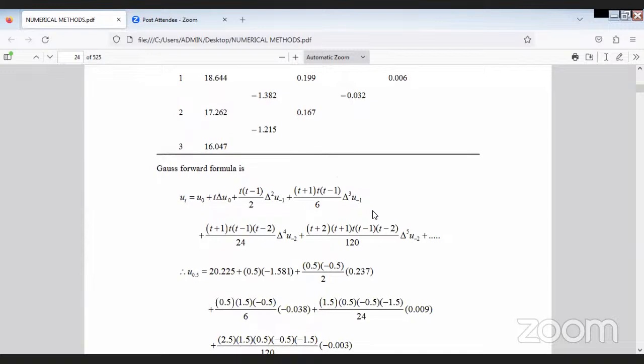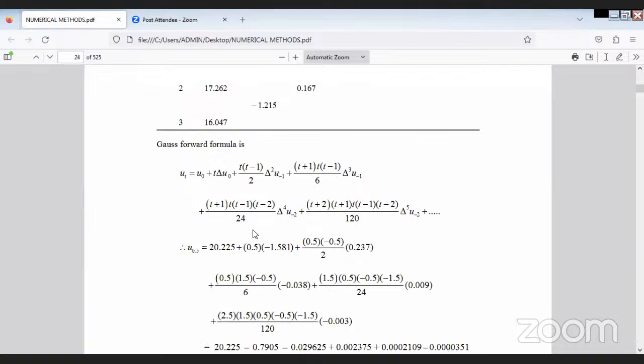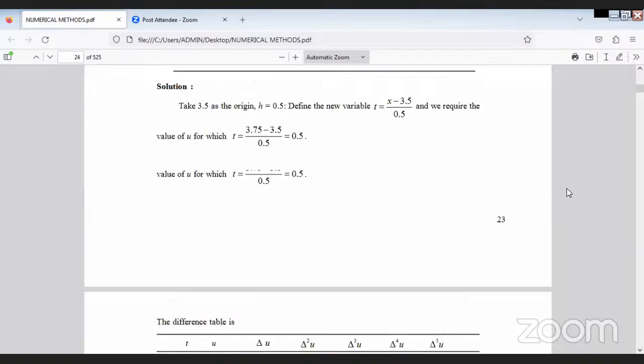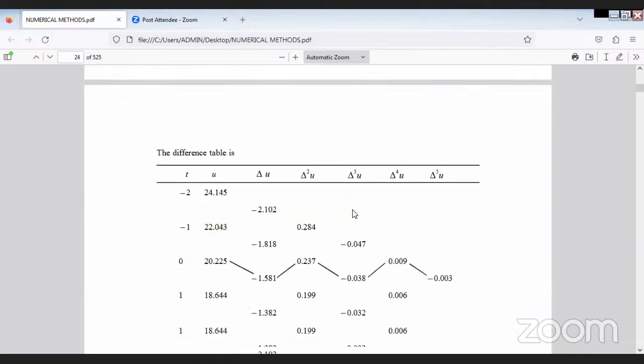So u t is equal to u naught plus t del u naught, plus t into t minus 1 by 2 factorial del square u minus 1, for the third value t plus 1 into t into t minus 1 by 3 factorial del cube u minus 1, then t plus 1, t, t minus 1, t minus 2 over 4 factorial, and t plus 2, t plus 1, t, t minus 1, t minus 2 over 5 factorial. The first value I'm taking here is the 3.5 center value, 20.225.